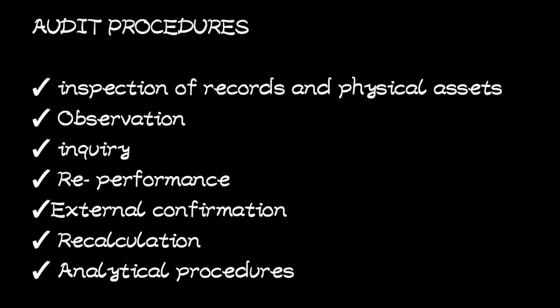So let's first list them before we explain them. The first one is inspection of records and physical assets. We have observation, inquiry, reperformance, external confirmation, recalculation, and then analytical procedures. So those are the audit procedures that we are going to be looking at in this video. They are 7.